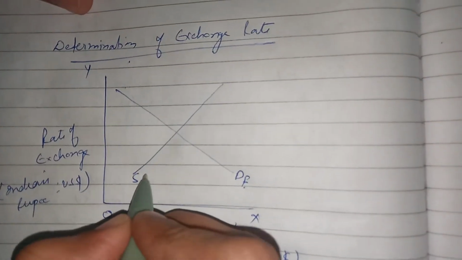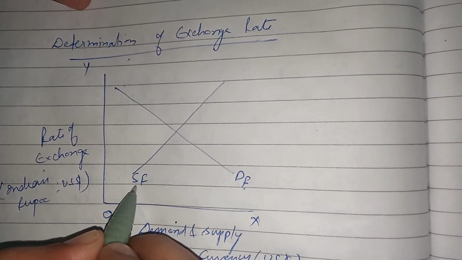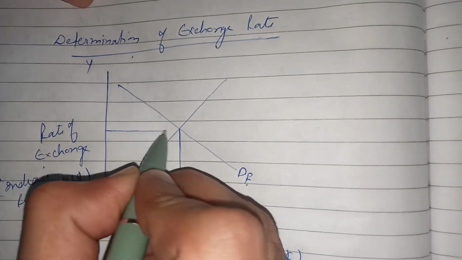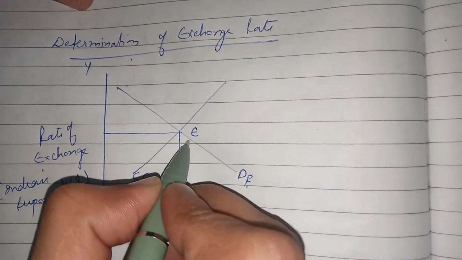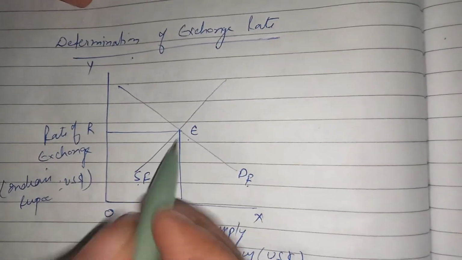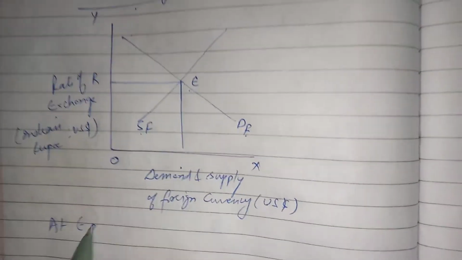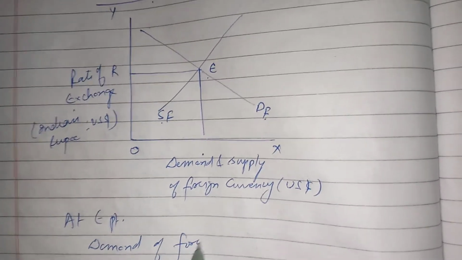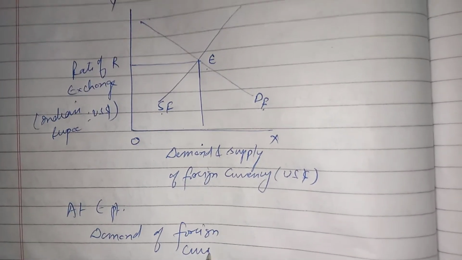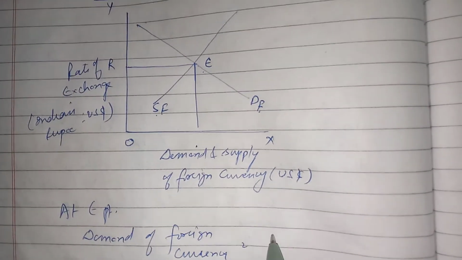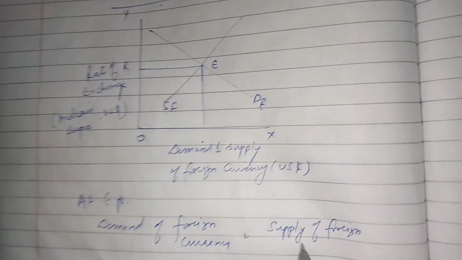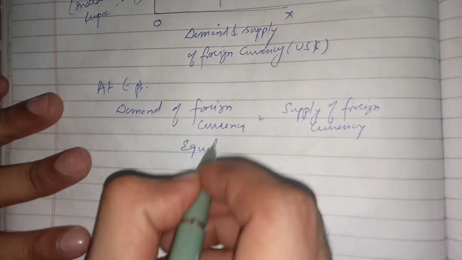Supply curve slopes upward, so SF is the supply curve of foreign currency, where demand and supply both are intersecting at one point, that is the equilibrium point. So at E point, demand of foreign currency is equivalent to supply of foreign currency. So this is called equilibrium point.